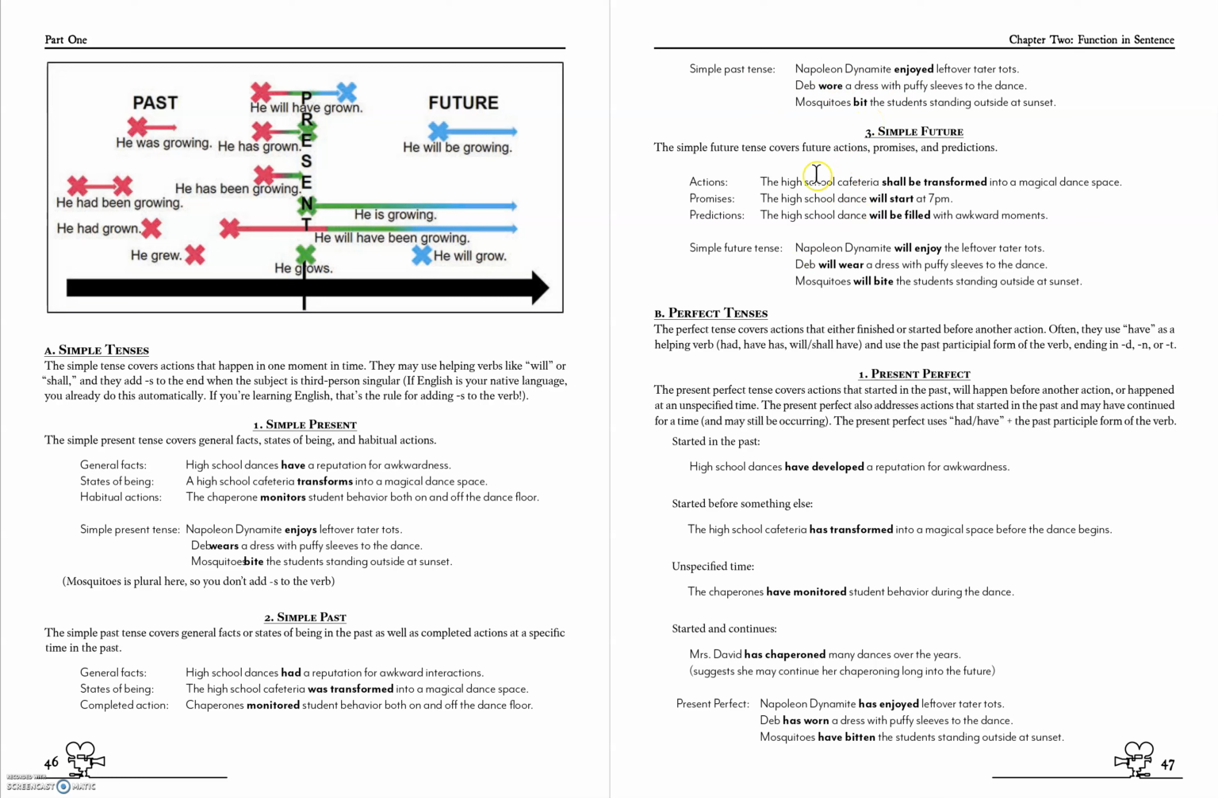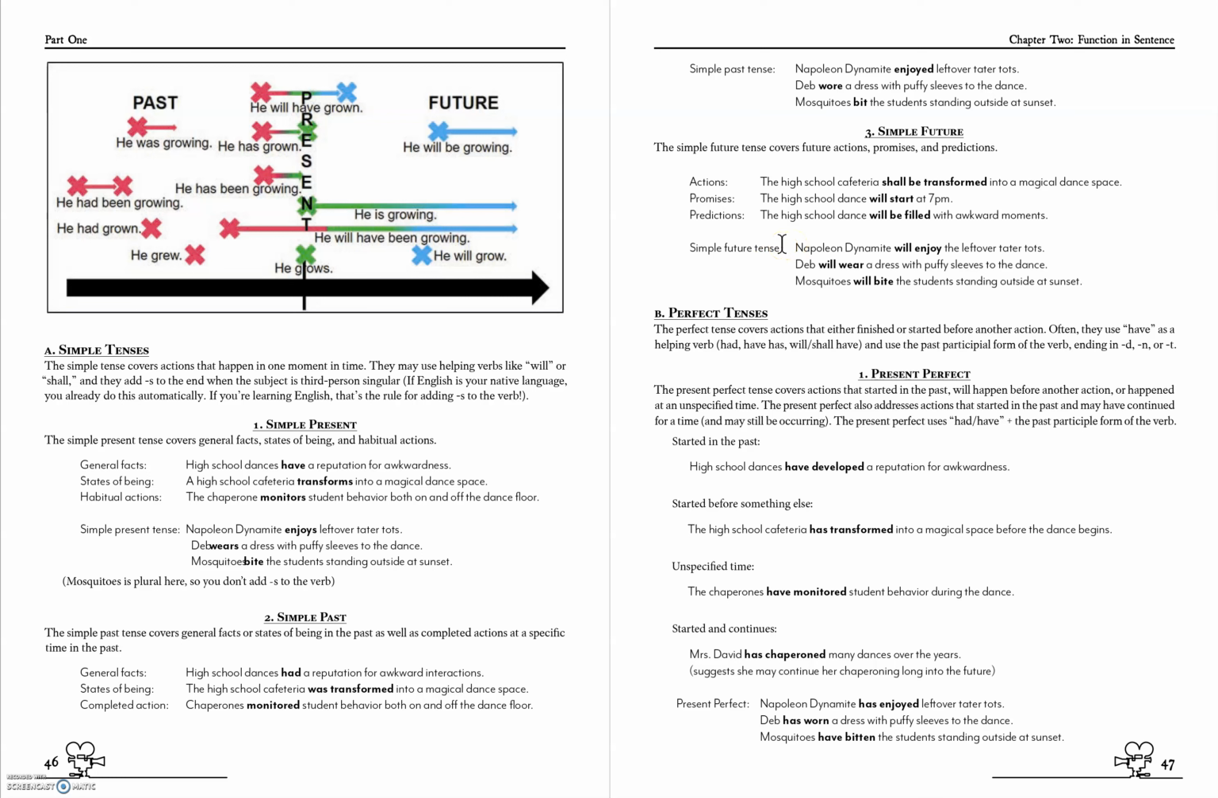Then we have the future, right? Which is going to be future actions, promises, predictions, stuff that hasn't happened yet. So the cafeteria shall be transformed. The dance will start. It will be filled. Napoleon Dynamite will enjoy those tots. Deb will wear her dress. So notice you got a lot of wills in there. You might have a shall or a might or a could, but you're showing the future tense for things that haven't happened yet. These are the verbs we use most of the time, so they should be fairly familiar.